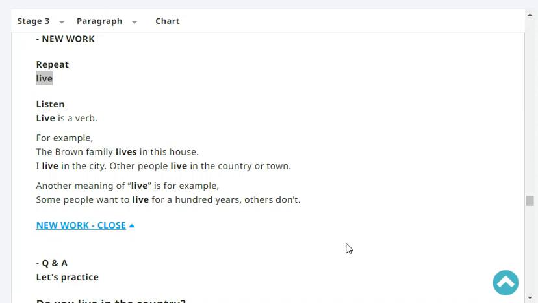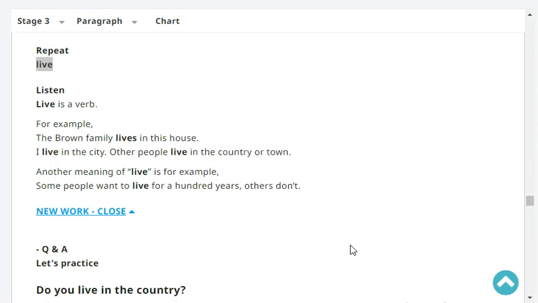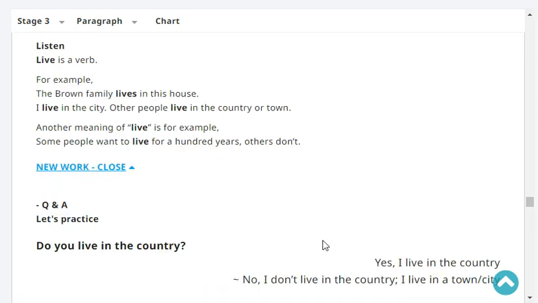For example, this is the Brown family. The Brown family lives in this house. I live in the countryside. Other people live in the city. Maybe you live in the city, right? Another meaning of live is, for example, some people want to live for 100 years. Others don't. Okay, let's practice.